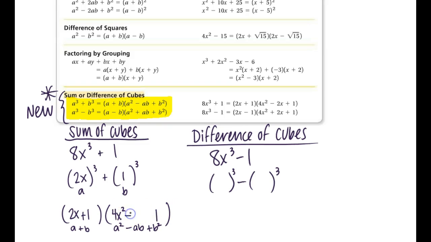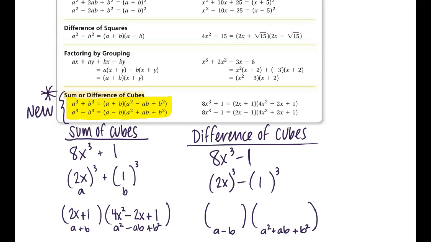The minus sign is built in, so make sure you put a minus, and then you multiply the a and the b. In this case, we have 2x and 1, and when you multiply that, you just get 2x. So the factored form of 8x cubed plus 1 is the quantity 2x plus 1 times the quantity 4x squared minus 2x plus 1.